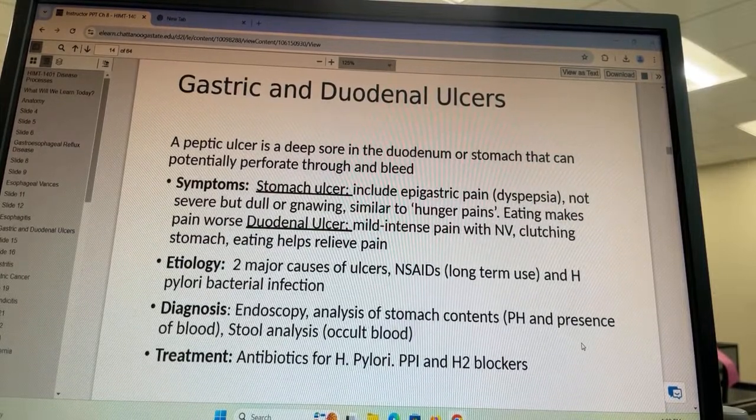You can also do an analysis of the stomach contents. So they can go down there, take some of the stomach acid out. They can see if there's any blood in there. They can look at the pH. They can see if there's any hidden blood, which is called occult blood, just to see how bad the ulcer is. Treatment, if it is an H. pylori infection, then you get antibiotics to get rid of that bacteria. And then also again, PPI and H2 blockers, because the stomach acid is hurting the ulcer even worse.